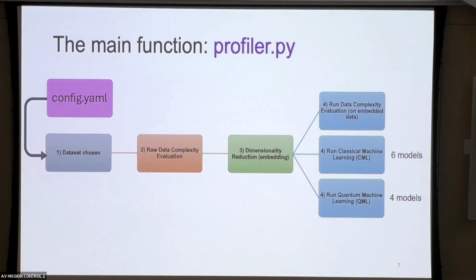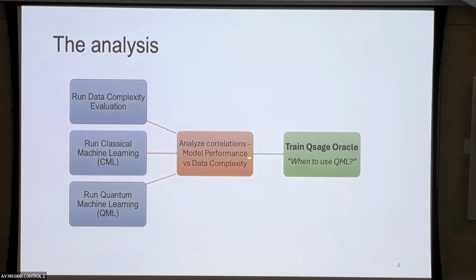From there, you do any possible dimensionality reduction. If you have 100 features in your data set and you want to speed things up, you can reduce it down to, let's say, the 10 most principal features. Then you run the data complexity evaluation again on the now embedded data. And then, all in one slingshot maneuver, you run 6 classical machine learning models and 4 quantum machine learning models. From there, you analyze the correlations between model performance and data complexity, and those correlations we feed into our oracle, QSage.